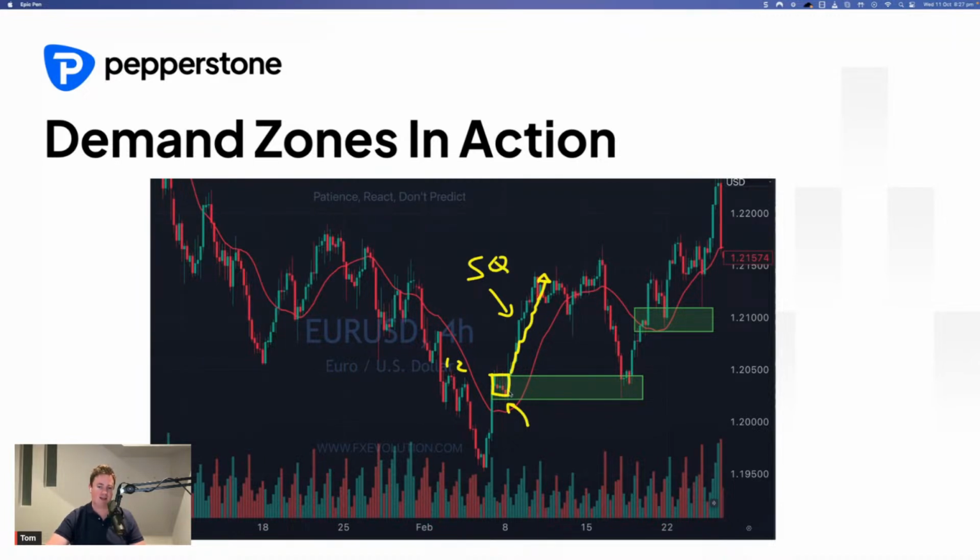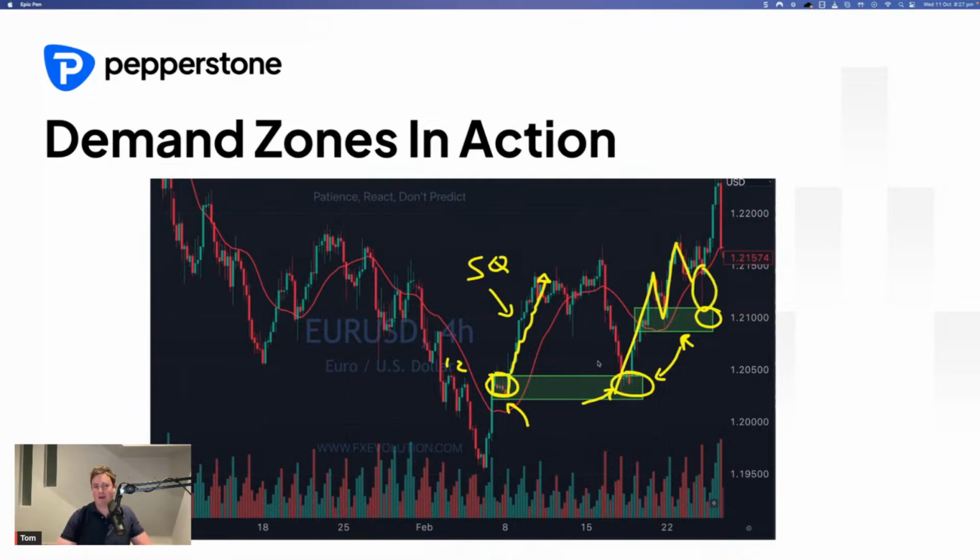So if it comes back down to this level of demand, could that be key? Well, turns out it was. And of course, what you're looking for is a reaction off the point. Just like as we go up here and we come back down in the future, guess what? We get a strong reaction.